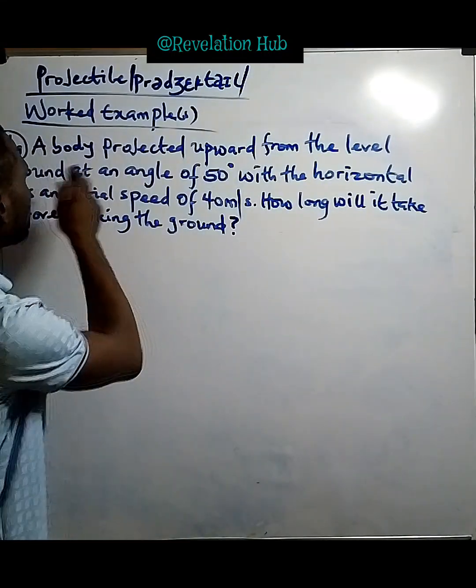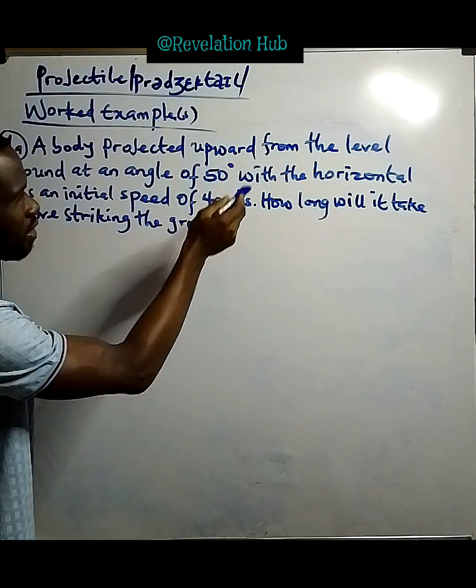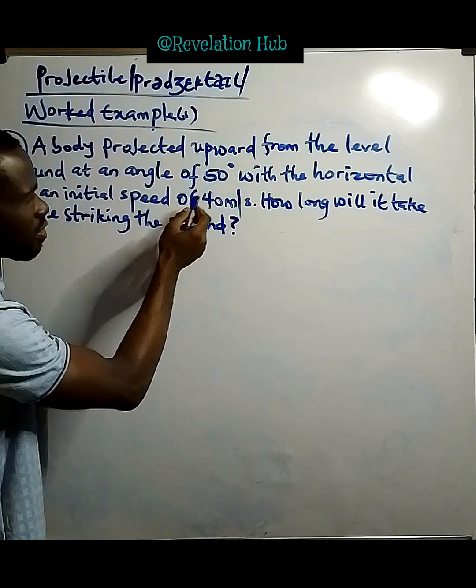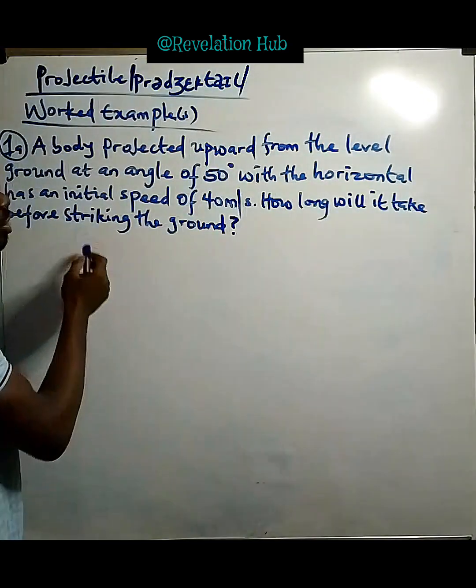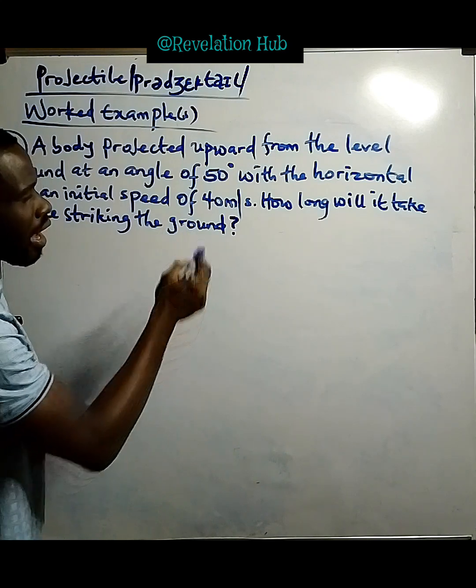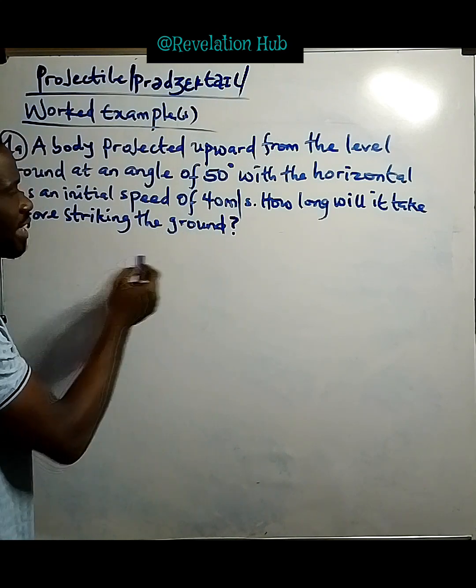A body projected upward from the level ground at an angle of 50 degrees with the horizontal has an initial speed of 40 meters per second. How long will it take before striking the ground?